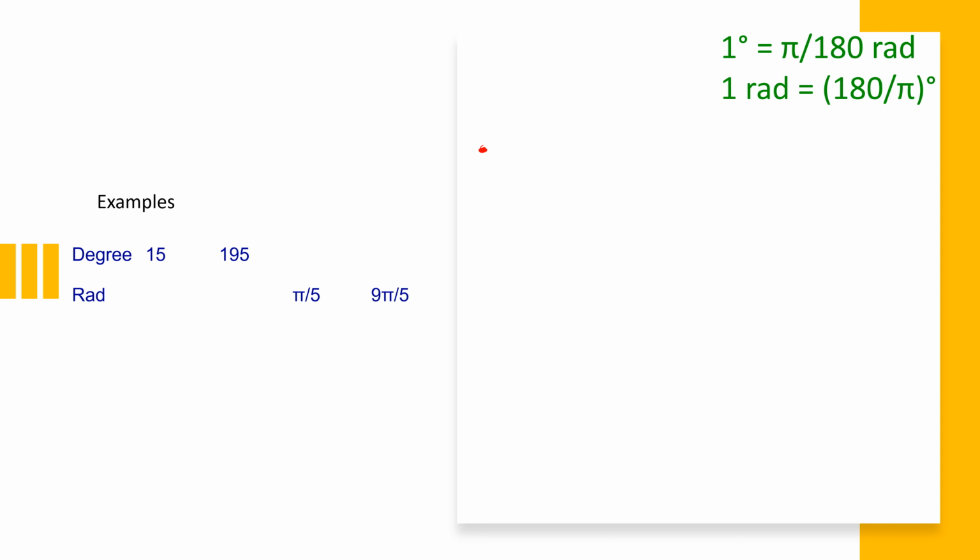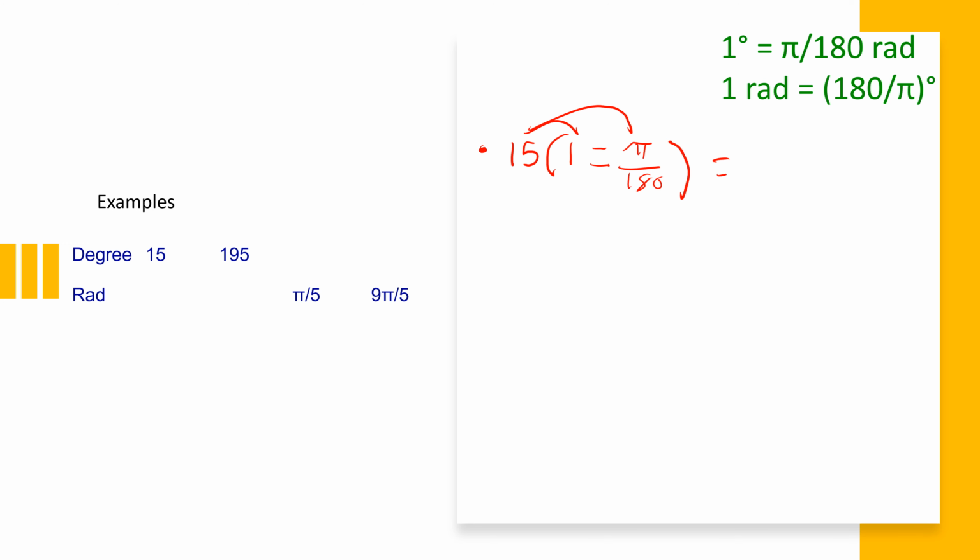Here I want to convert 15 degrees to radians. If I take a look at my formula right here, I look for the 1 degree formula. So 1 degree equals pi over 180 radian. I'm going to take this formula, and basically I'm going to distribute this 15 towards this formula. I'll worry about the units later on.